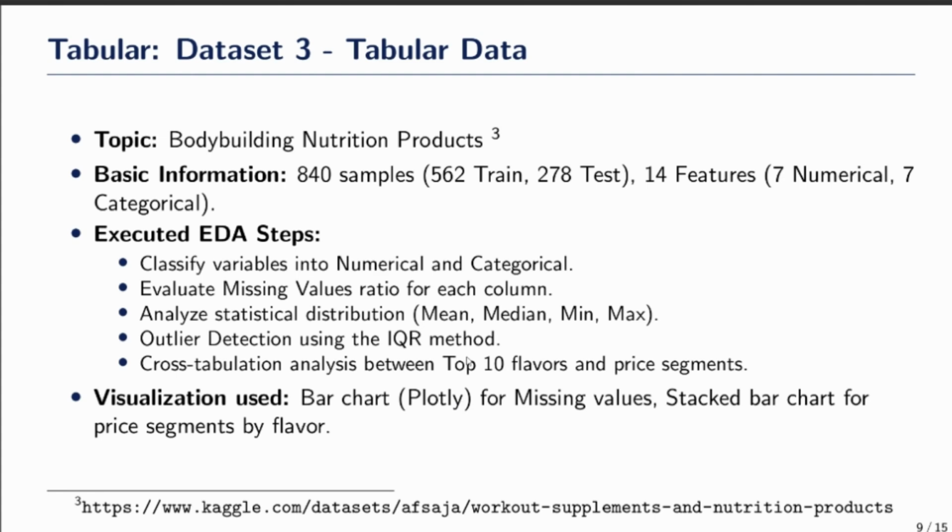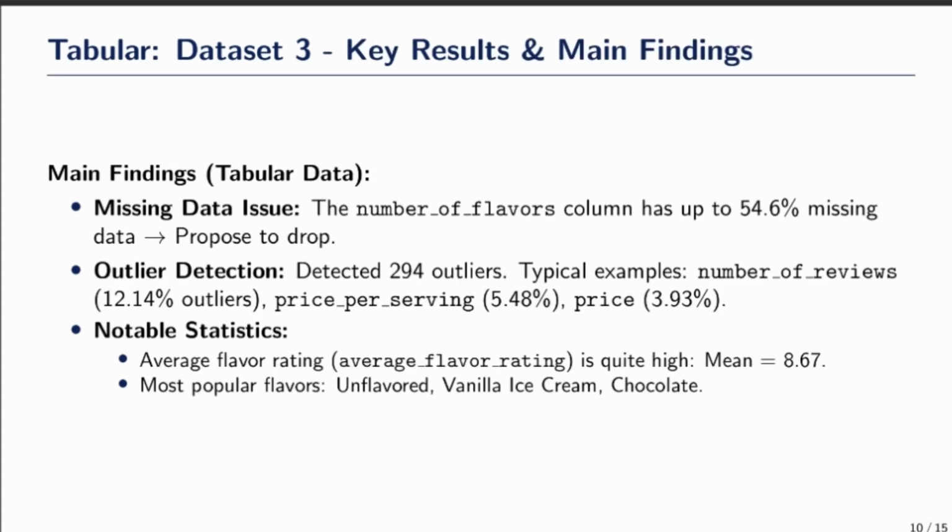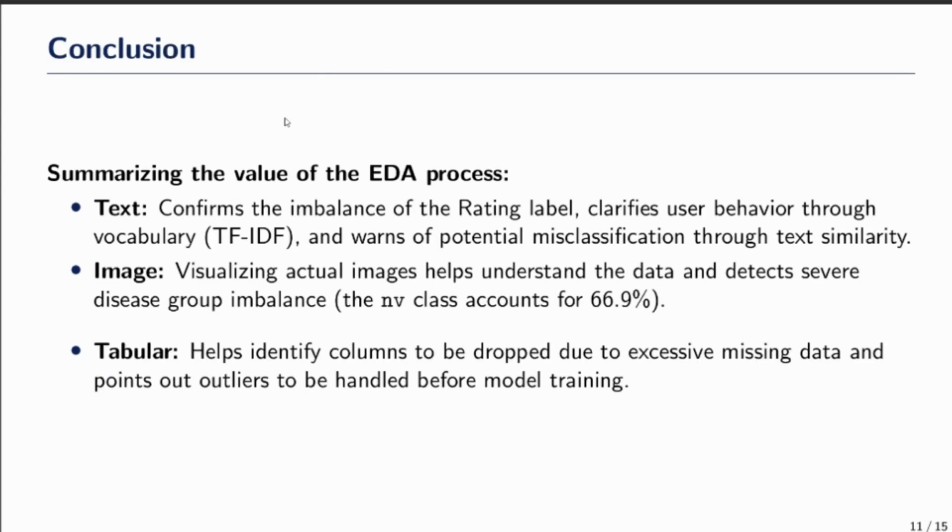segments by flavor. After all the analysis and results, I found that the flavor column is missing over 54% of its values, which means we will likely need to drop it during preprocessing. Also, we detected 294 outliers using the IQR method, particularly in review counts and pricing. Interestingly, despite these variations, the average reviewer rating remained quite high at 8.67 out of 10. In conclusion, this EDA process has provided us a clear roadmap.